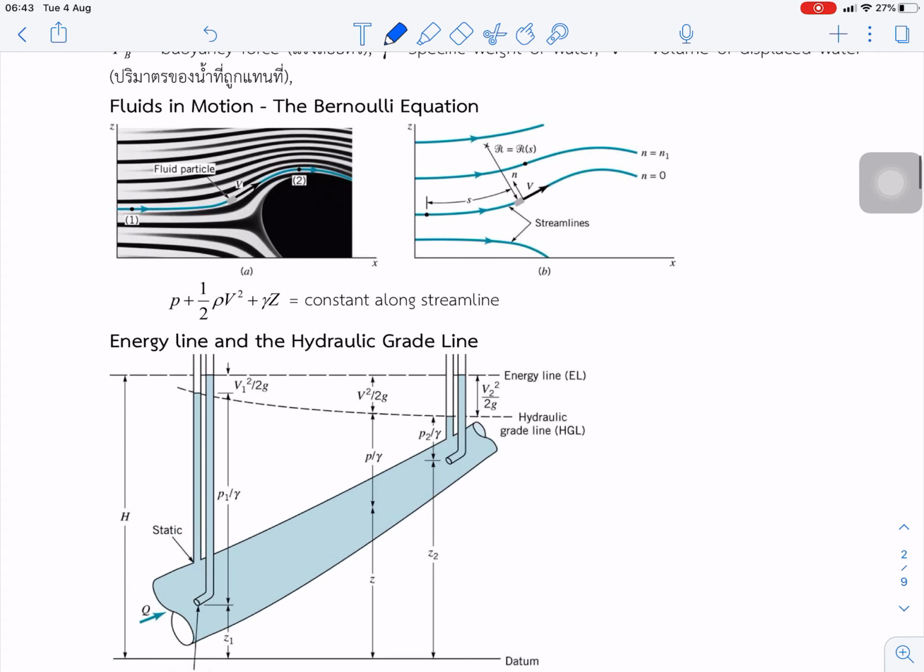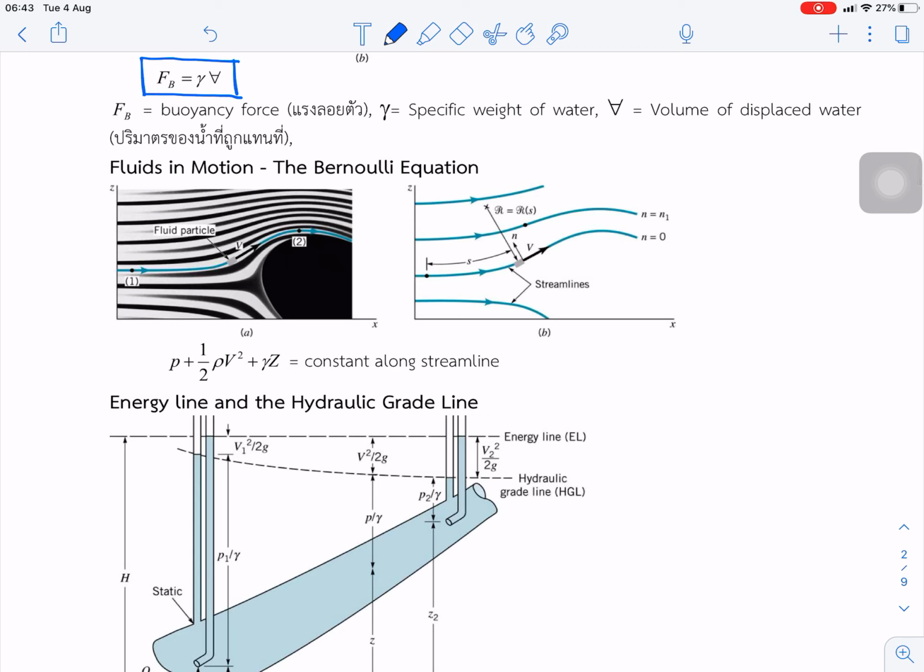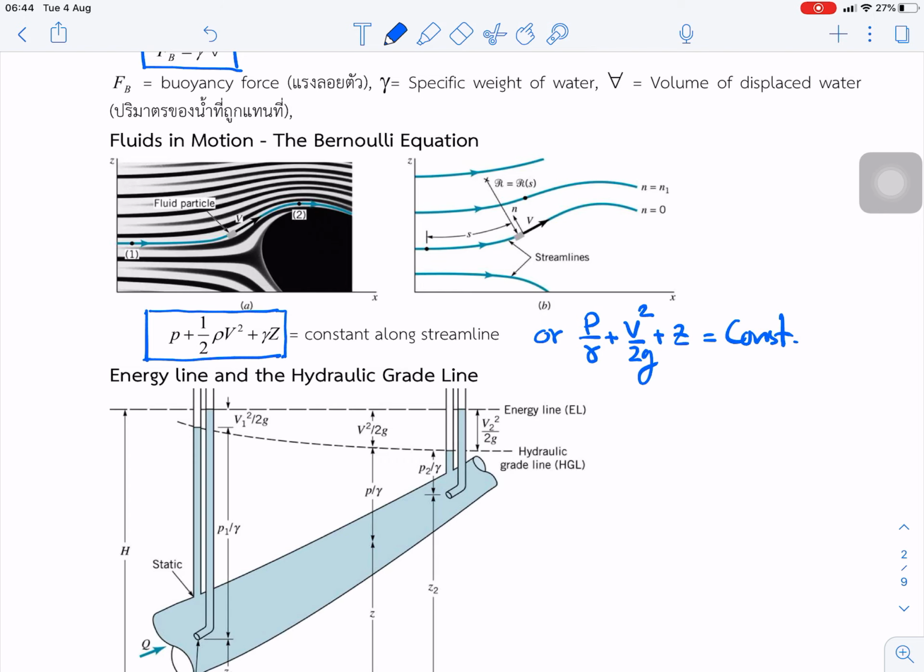Next we learn from the hydraulic course the Bernoulli equation. This equation is constant: the pressure plus the velocity pressure and the static pressure. We can also write it in terms of depth, the pressure head P divided by gamma, plus the velocity head, plus the static head, is a constant. We learn how to use this Bernoulli equation. This is constant along the streamline.